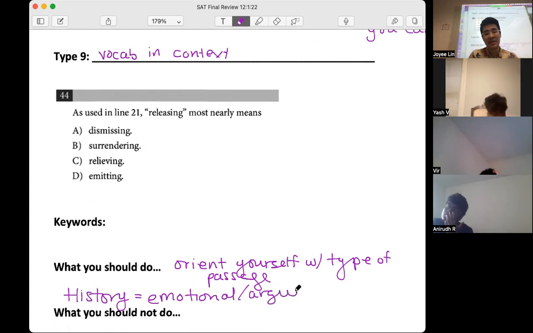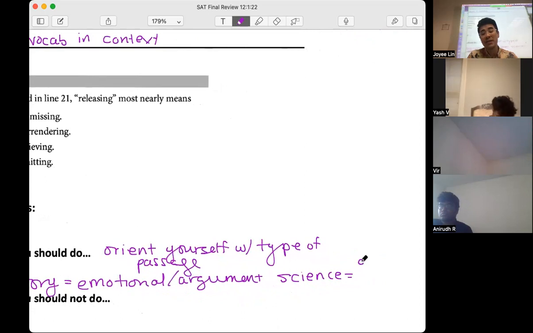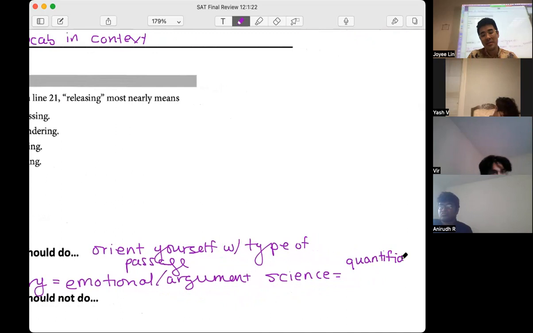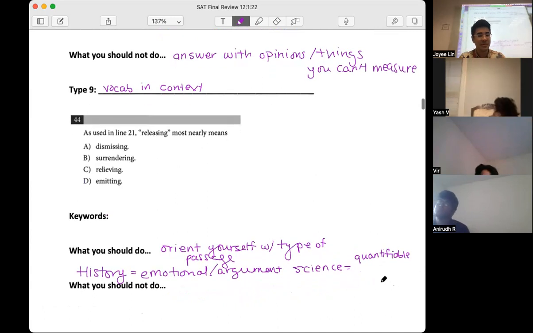Versus science, where it's fairly casual, but I also want you to think of science as more quantifiable, things you can measure, things you can count. For example, this one is from a science passage. Which one is the most measurable, countable for releasing? D, emitting. You can measure the emitting part.